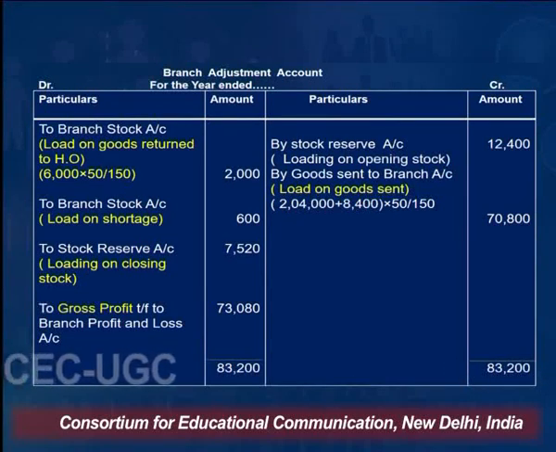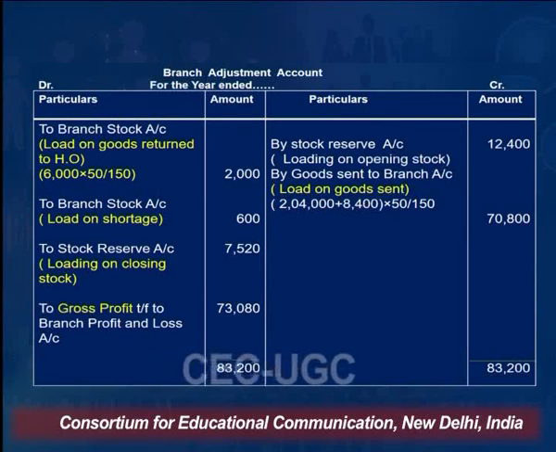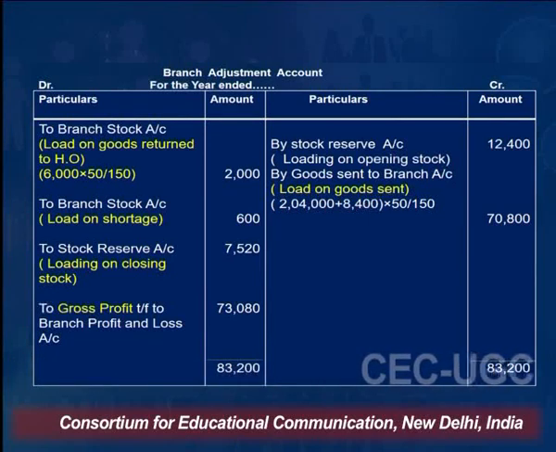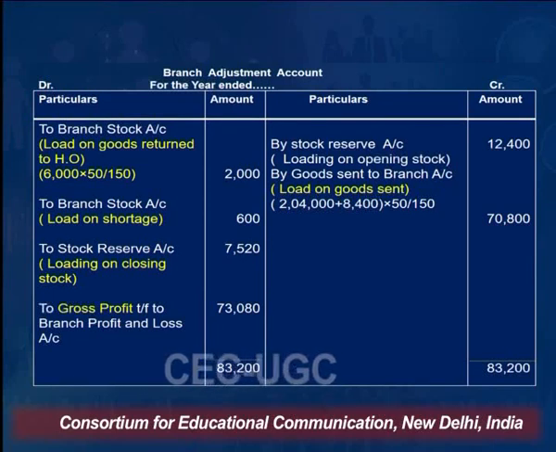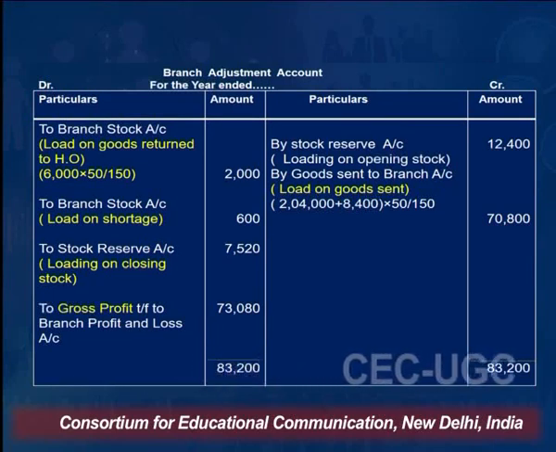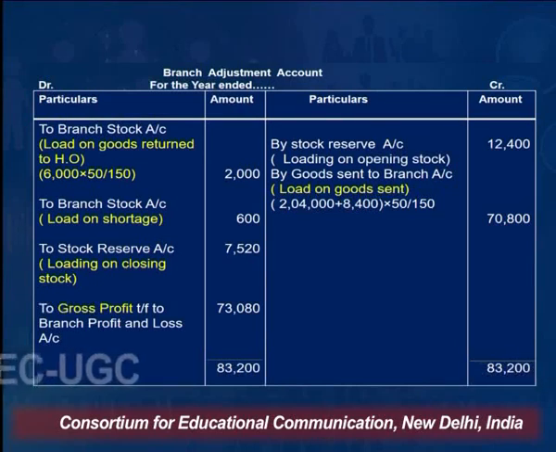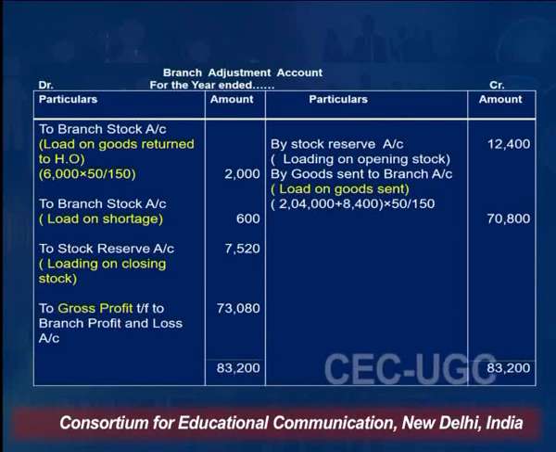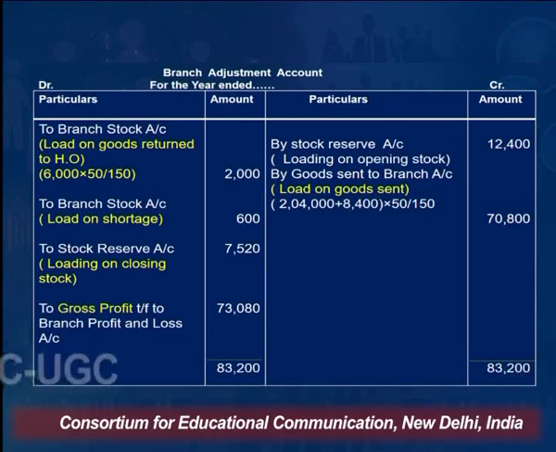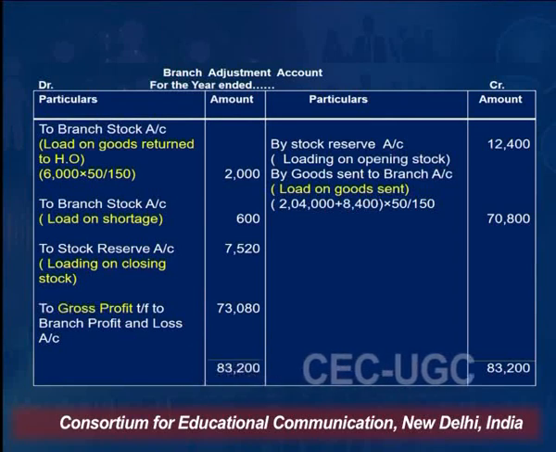As you can see on the debit side, the third item, that is again stock reserve, depicts the loading on the closing stock. So for opening and closing stock we use the term stock reserve, and loading is always eliminated, it is always shown on the reverse side. If opening stock is shown on the debit side, the loading part would be shown on the reverse side, that is on the credit side. Closing stock is shown on the credit side, the loading part would be shown on the debit side. Goods sent to the branch is shown on the debit side, the loading would be shown on the reverse side, that is on the credit side, and with this loading part only.